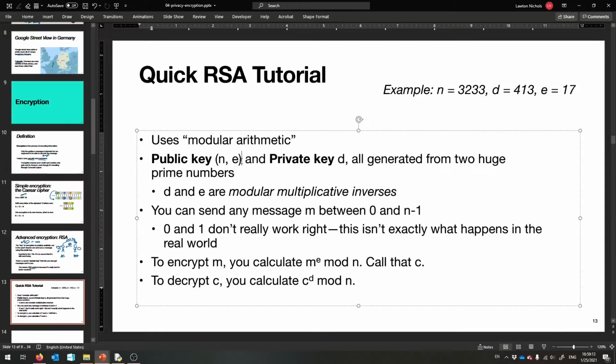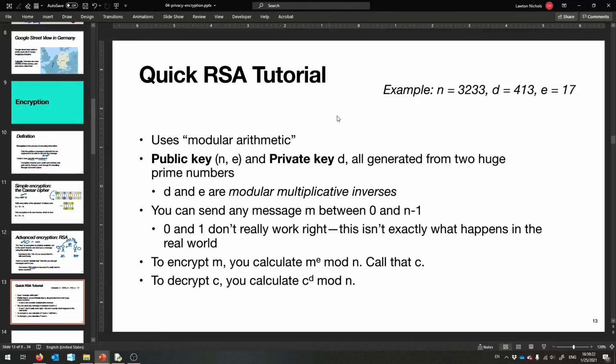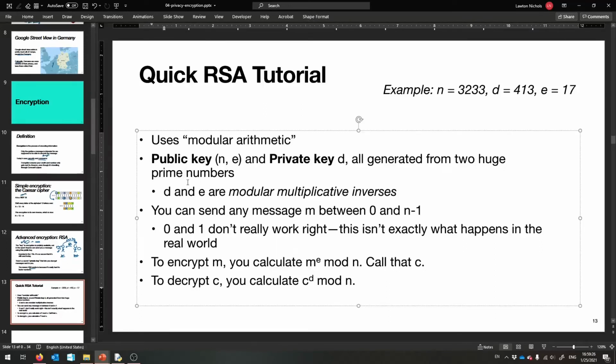So your public key is a pair of numbers. We say N and E in the literature, and your private key is called D, and those are all generated from two huge prime numbers, hopefully. I made small numbers, but you can imagine that they get giant. So yeah, that's the idea.